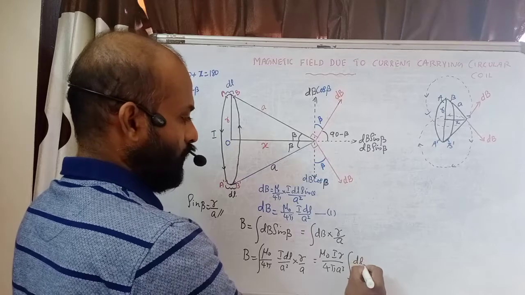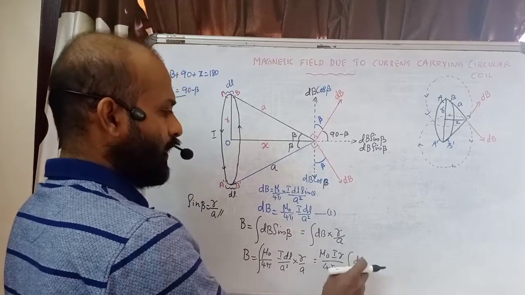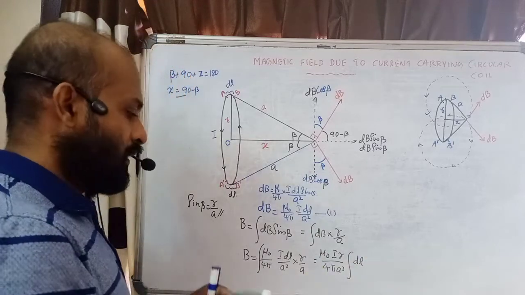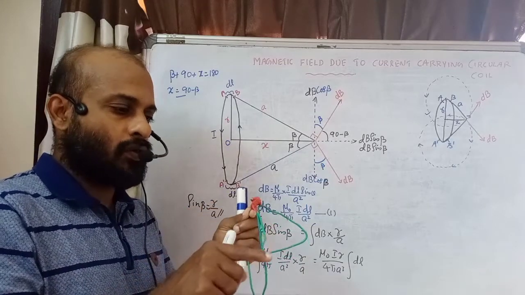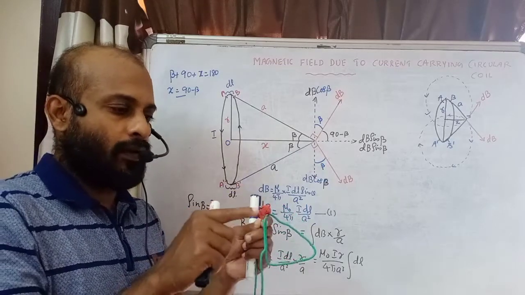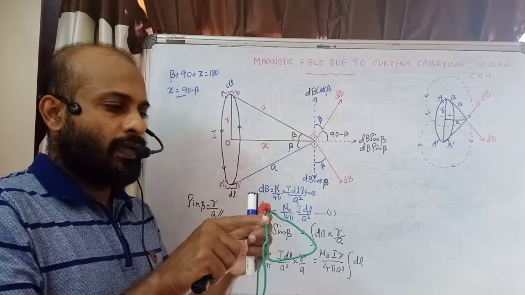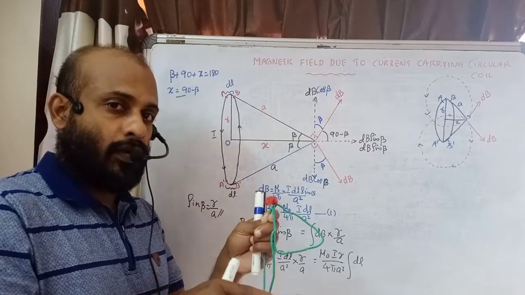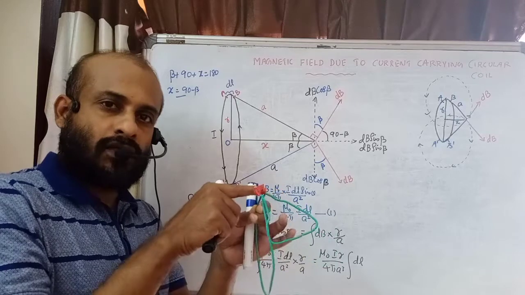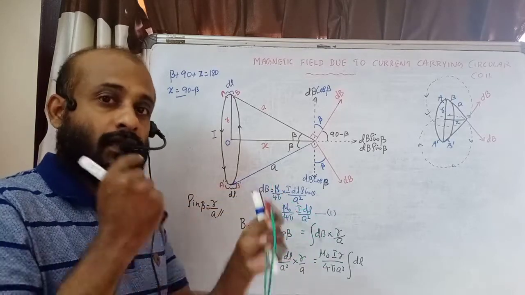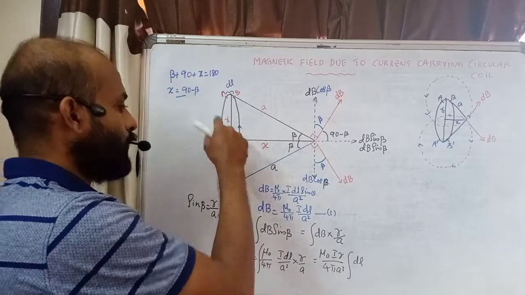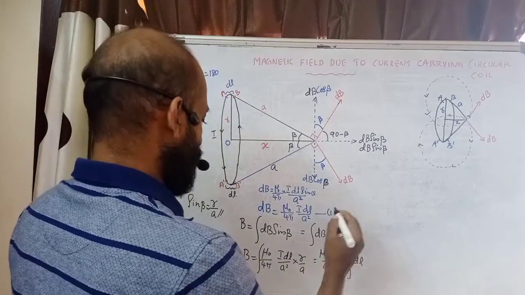Now inside we have the integral of dl. What is the integral of dl? dl is the length of the small element here. So when you add the length of each element, when you consider many elements, it should be equal to the circumference of the circle. When we add each and every element here, we'll get the circumference. That is equal to 2 pi r. So we can substitute here.